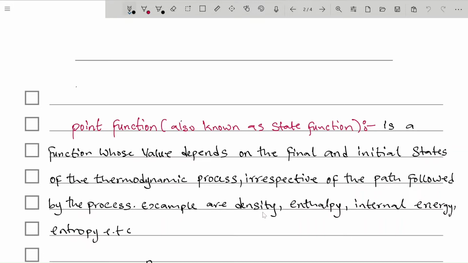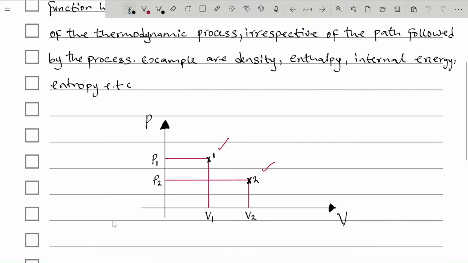Examples are density, enthalpy, internal energy, entropy, etc.